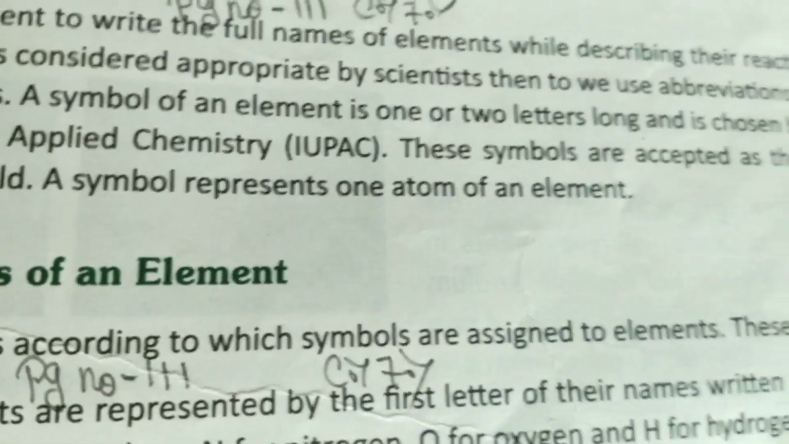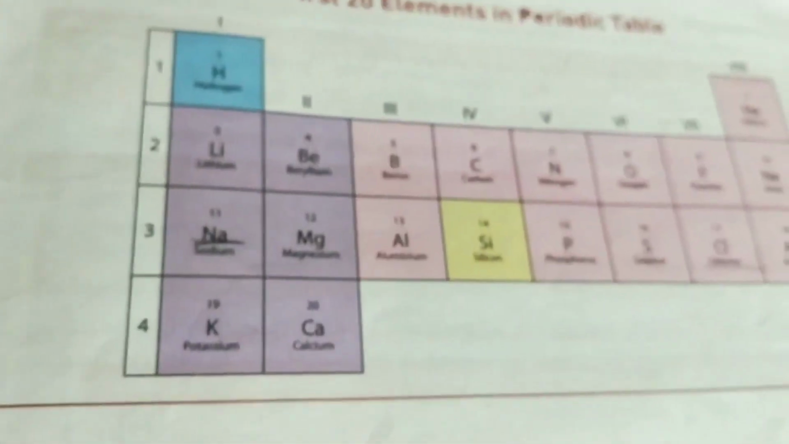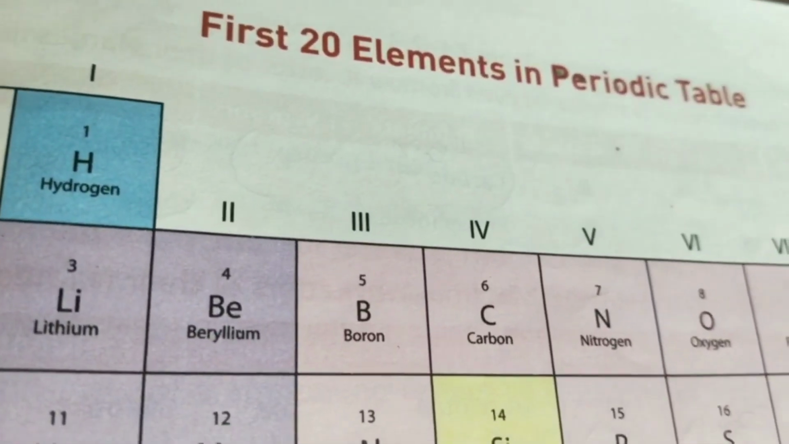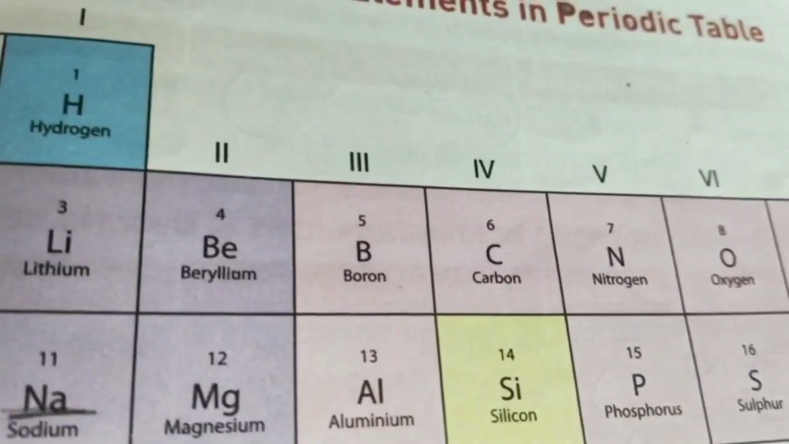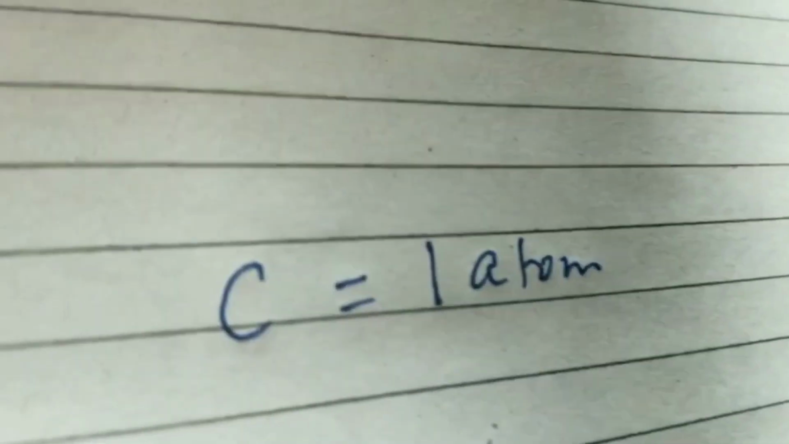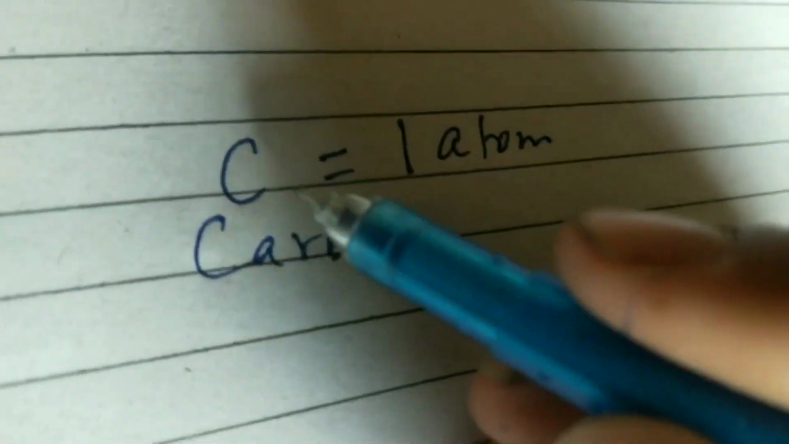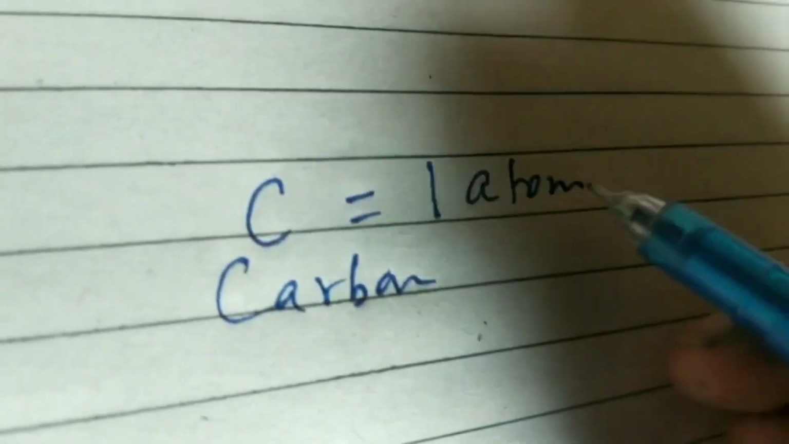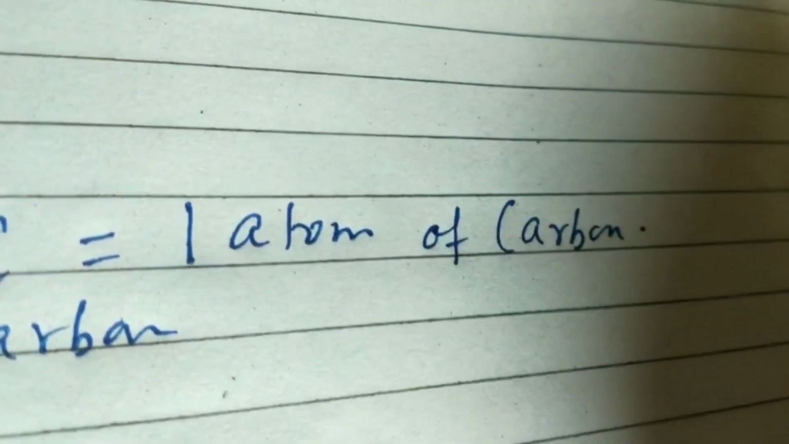These symbols were accepted throughout the world. If we write C, that means one atom of that element. Which element is this? C stands for carbon. So when I write C, it represents one atom of carbon. I hope you have understood this much. Now let's see the symbols of the elements.